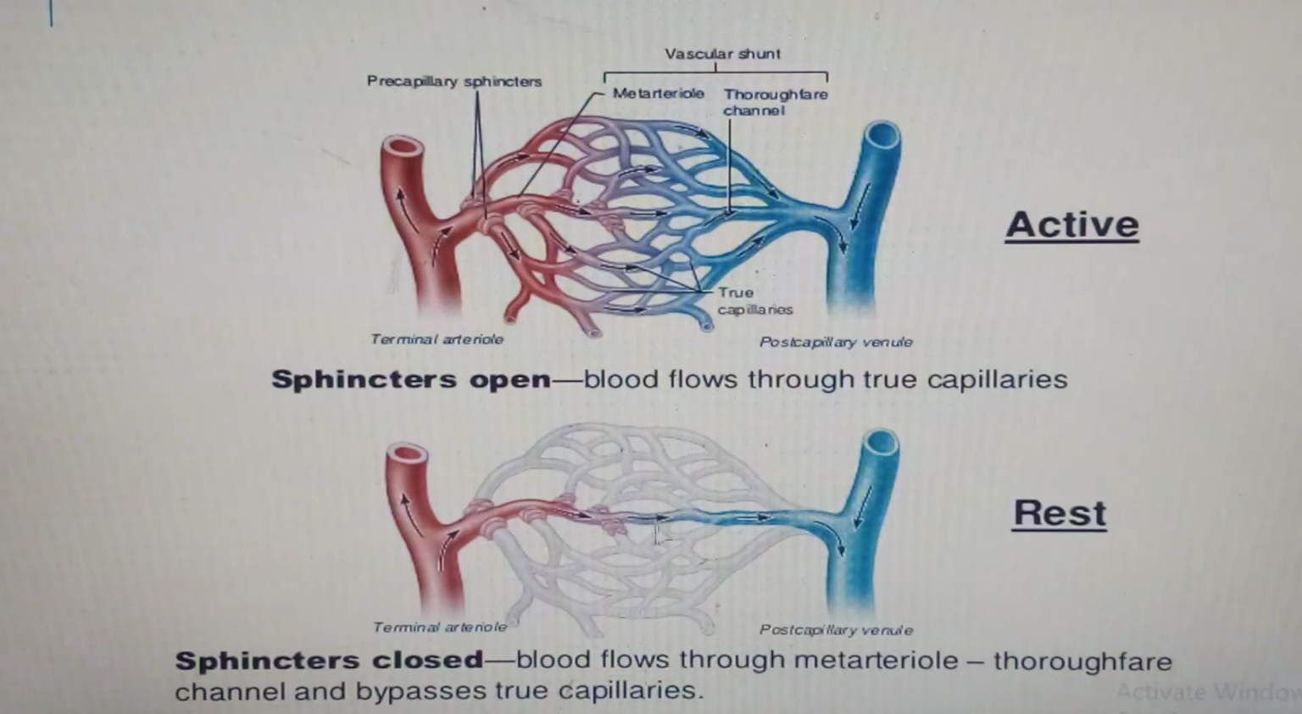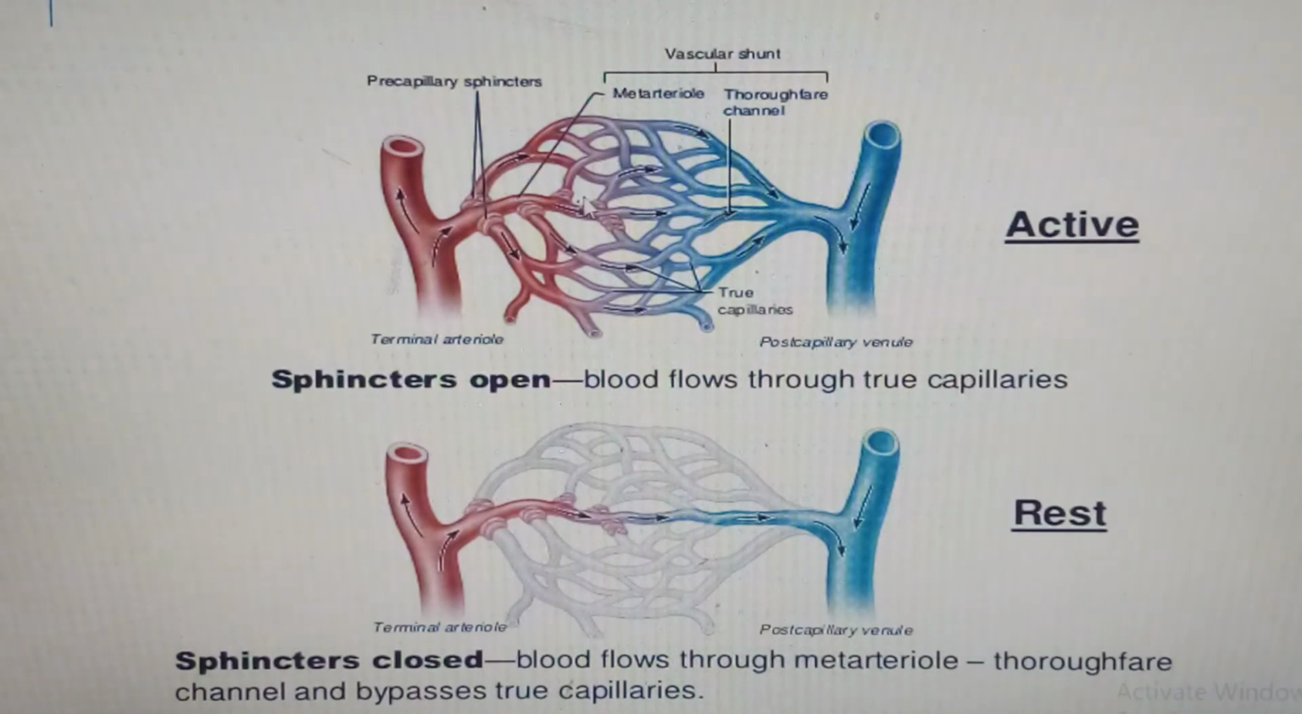So they are shunted directly into what we call the venous system, into the venule, and then taken into the vein eventually. So at rest, where the sphincters close, blood is shunted, and that's what we call the thoroughfare channels. These thoroughfare channels ensure that blood is taken all the way from the meta-arterioles to the venule.